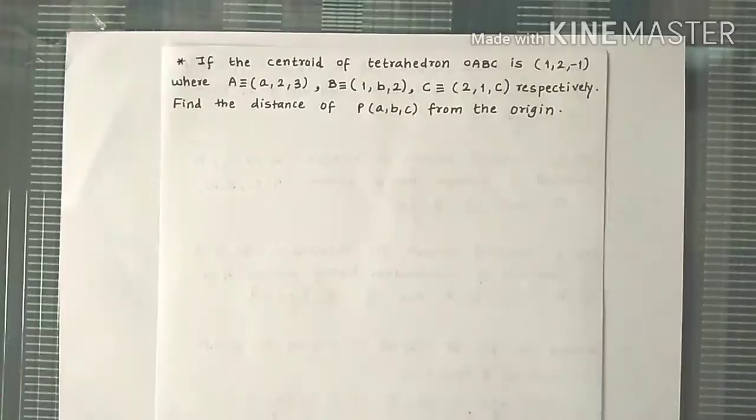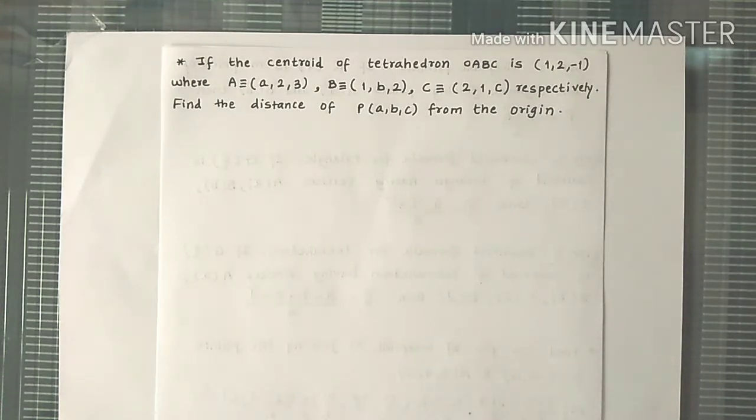Okay. Now consider this question. If the centroid of tetrahedron OABC is (1, 2, -1), the coordinates of A, B, C are given, and in those coordinates we have three unknowns a, b and c respectively. Find the distance of point P(a, b, c) from the origin. So to find the distance of P from the origin, what we need are the values of a, b and c. Then we can find the distance using the distance formula.